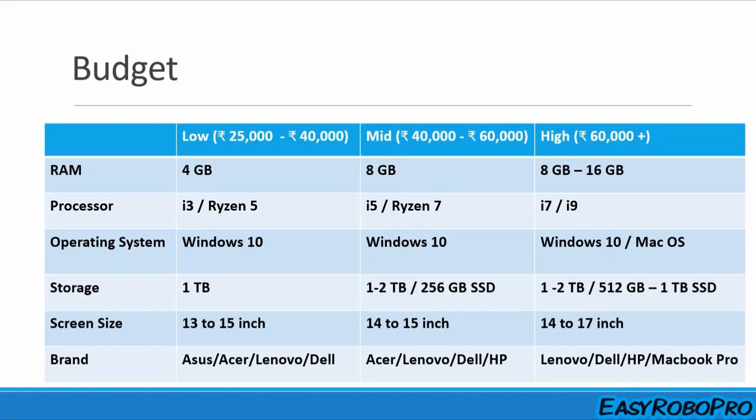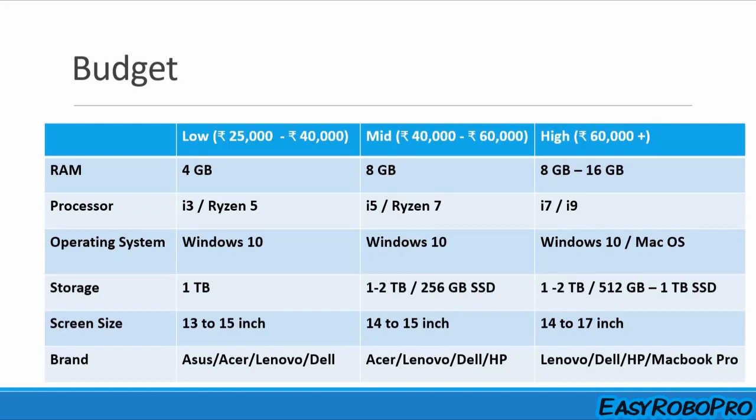If you have a mid-budget laptop, then you can go for 8GB RAM, Intel i5 processor or Ryzen 7 processor, Windows 10 operating system, 1 to 2 terabytes of HDD, or you can go for 256 GB of SSD, 14 to 15 inches screen size, and the brands that you can select from are Acer, Lenovo, Dell and HP.